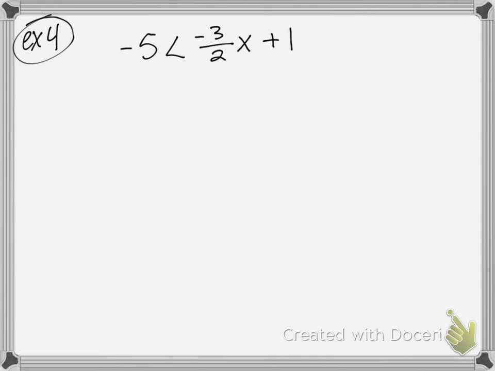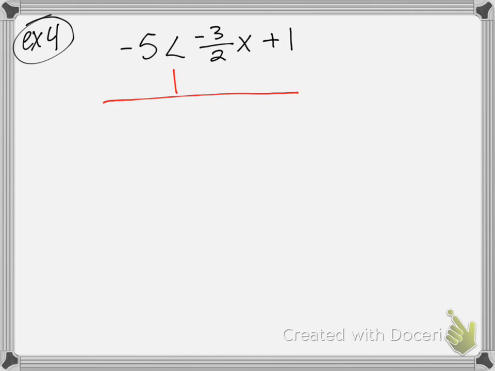In our last example, let's do example number 4. We got negative 5 is less than negative 3 over 2x plus 1. And so again, this is a thing where here's your x. It has to be on the other side, so you can do it either way. You can wait until the last minute and switch your answers up, or you can already put your negative 3 over 2x to the other side. Okay, so I'm going to go ahead and just do it at the end now. Okay, and then I'll go back and do it the other way too.